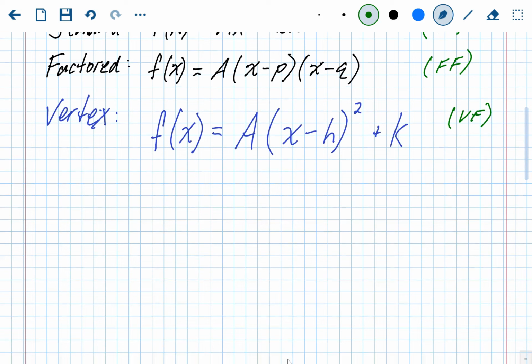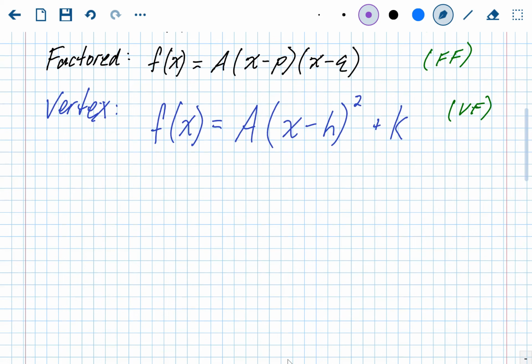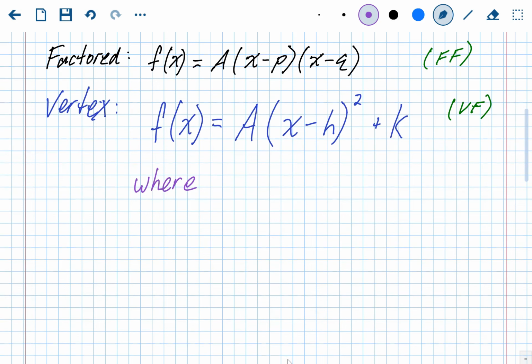In vertex form, as you might be able to guess, it tells you the vertex. Okay. So we have this vertex form. Well, what part of it is the vertex? H comma k is going to be the vertex.